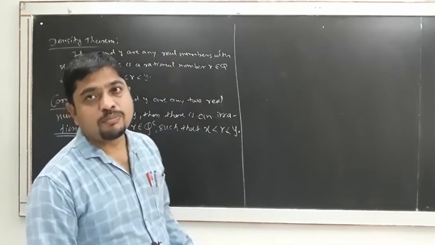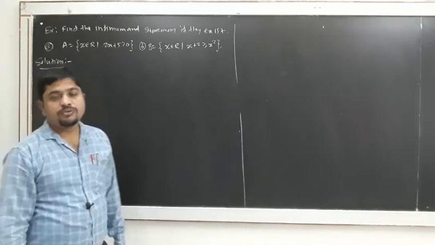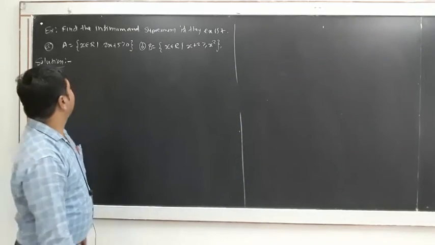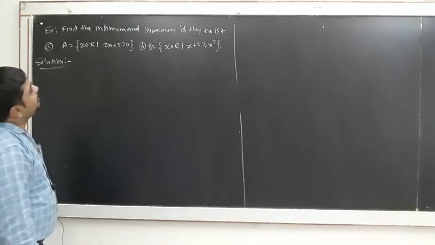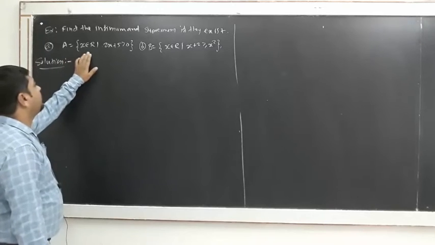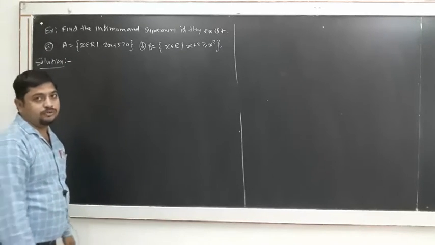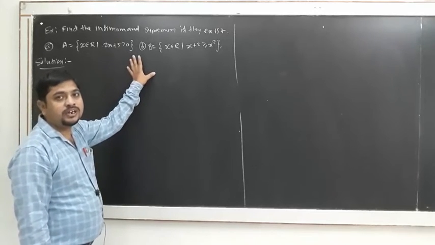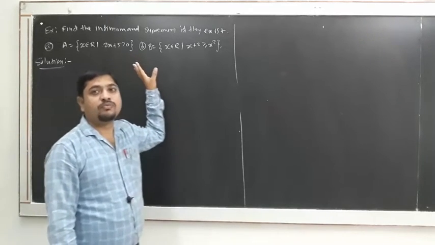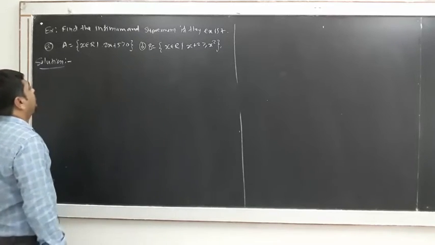So we will take some problems on finding supremum and infimum. We have to solve some problems. Our first problem: find the infimum and supremum if they exist. We are given A is equal to x belonging to R such that 2x plus 5 is greater than 0. This type of problem is very important. It can be asked for 1 mark, 2 marks, or 4 marks, so do practice this problem.